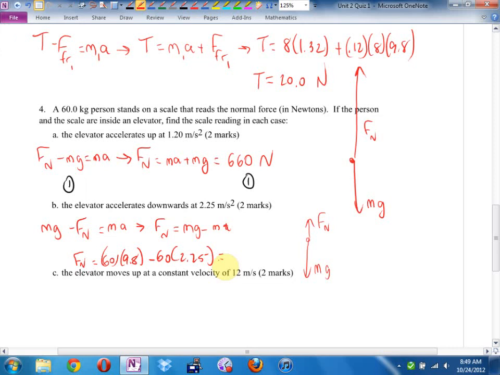Anyone? Sorry? 516? Anybody else? No? 453 sounds right. Newtons. Maybe you read the answer for C, I don't know. Oh, that was, oh, never mind.